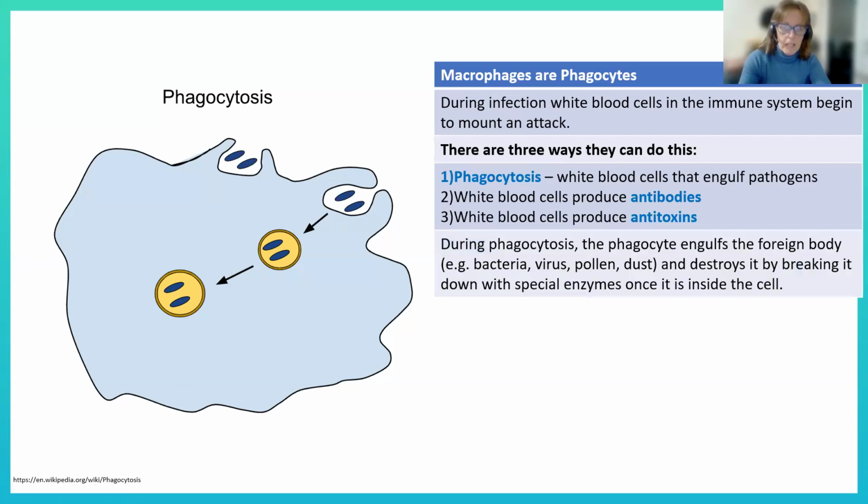So the phagocyte engulfs the foreign body. We say foreign body because it's not necessarily a bacteria. It could be a virus, pollen, dust, anything that shouldn't be there. And it destroys it by breaking it down with special enzymes once it is inside that macrophage cell. So really, really important defensive role there.